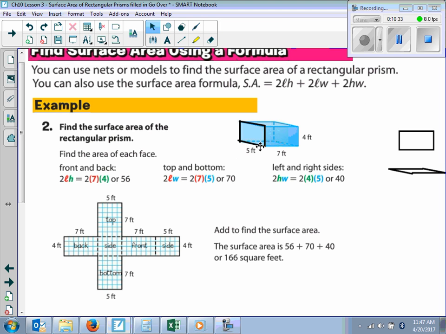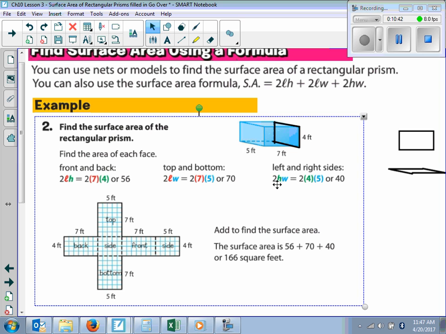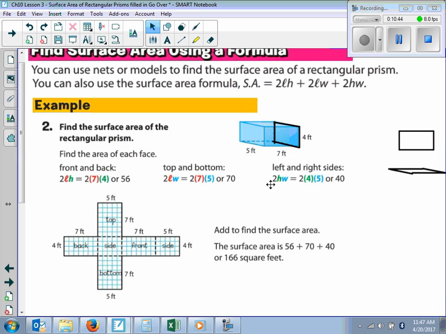So here's the side. There's one, and there's the other one, right? So here, what we're going to do is 2, because there's 2 sides, right? Then we're going to multiply the height and the width. So here, this is the height. You see it? That's 4.